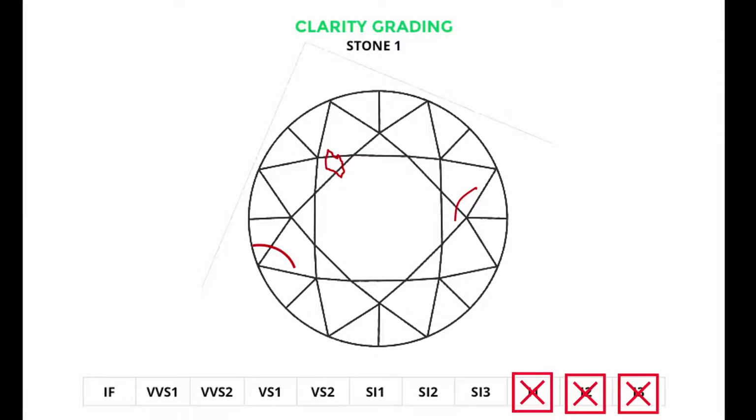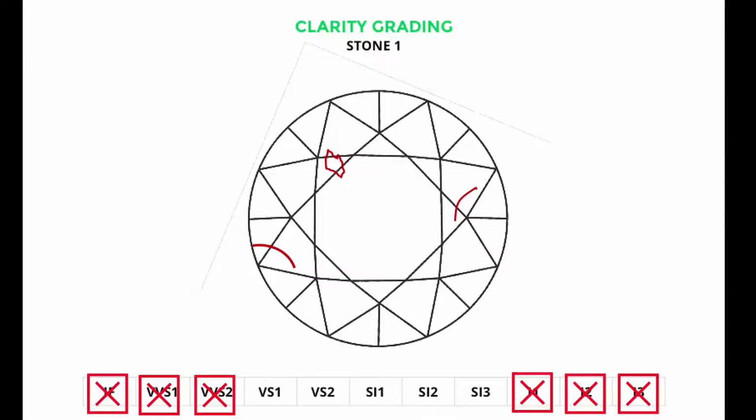I'm now going to go to the top of the grade. Can it be internally flawless? You said absolutely not. It can't be internally flawless because it's got stuff in it. Can it be VVS1? No, because a VVS1, you can only see through the pavilion of a stone. It can't be that. What about a VVS2? Cannot be that because a VVS2 is very, very small, seen face up. I said to you, okay, I agree.